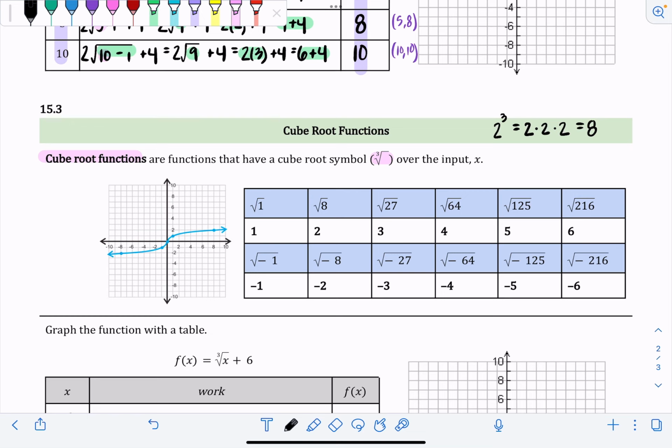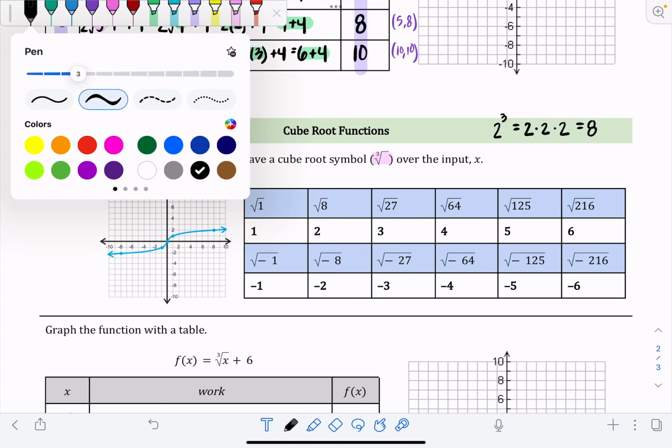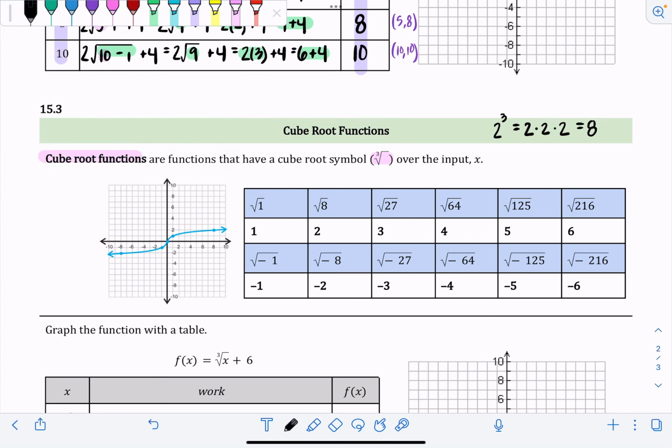So cube root functions look like this. They kind of look like a little snake. They're not like square root functions in that they don't have a specific start or end point. They just continue in both directions forever. And then I included a cube root table on here as well. It looks like I forgot to put the little 3s, so I'm going to add them in now. These should all have little 3s, and I think I just forgot to type them.